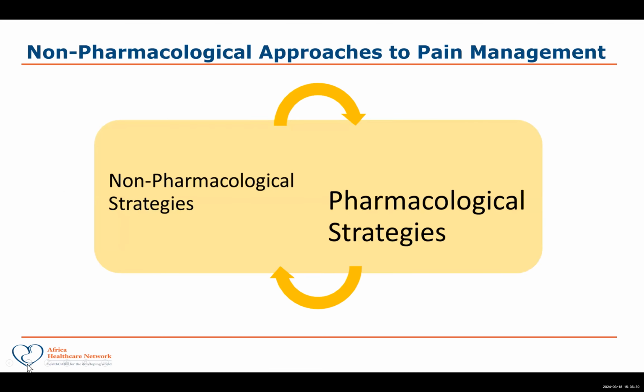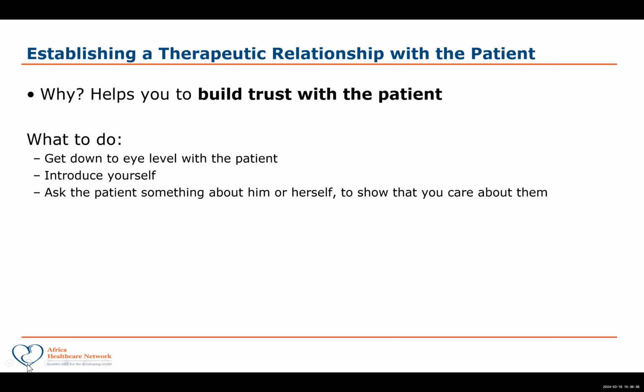As we think about non-pharmacological approaches to pain medication, we've talked a lot about the medication that we can recommend. What are some non-pharmacological things that we can do? First, we need to make sure that we build a therapeutic relationship. So why do we want to do this? We know that having a therapeutic relationship with the patient builds trust. So again, making sure we get down to the eye level of a patient, introducing ourselves, asking something about them, showing that we care about them can really help build that relationship and help our patients share the symptoms with us about how they're feeling and what they're experiencing.